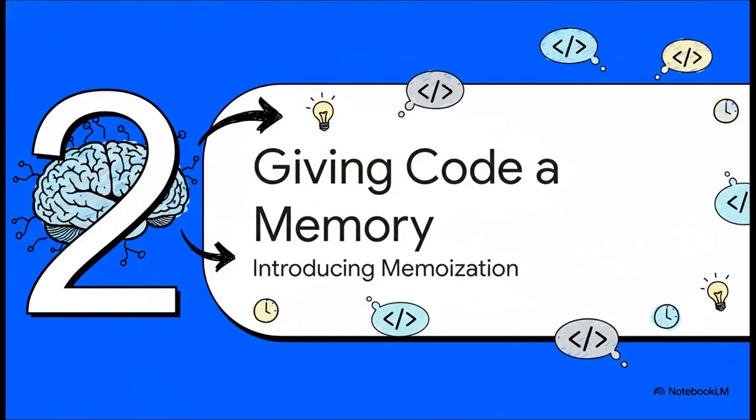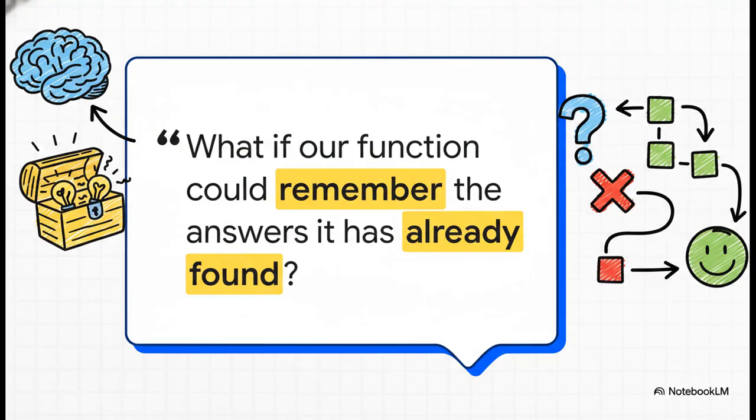Well, we go right to the source of the problem, right? The issue is that our code has a terrible memory. It keeps recalculating stuff it's already figured out. So what if we could just give it a memory? This question right here is the game changer. What if our function could remember the answers it already figured out? It's like giving your function a little notebook or a cheat sheet. Before it dives into a heavy calculation, it first takes a peek at its notes and asks, hey, have I done this one before? And if the answer is yes, bam, it just grabs the answer instantly. No extra work needed. This brilliant little trick is called memoization.